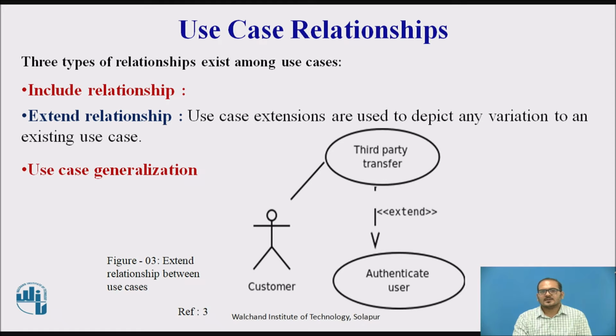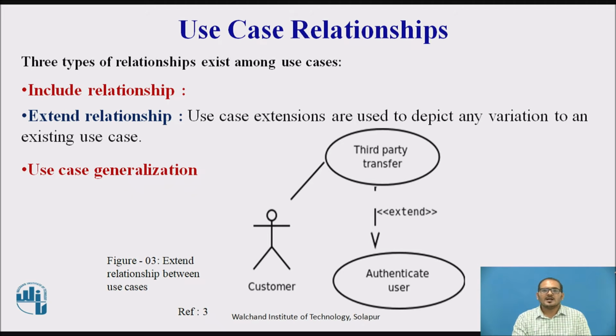Let us discuss the extend relationship. Use case extensions are used to depict any variation to an existing use case. They are used to specify the changes required when any assumptions made by the existing use case become false.